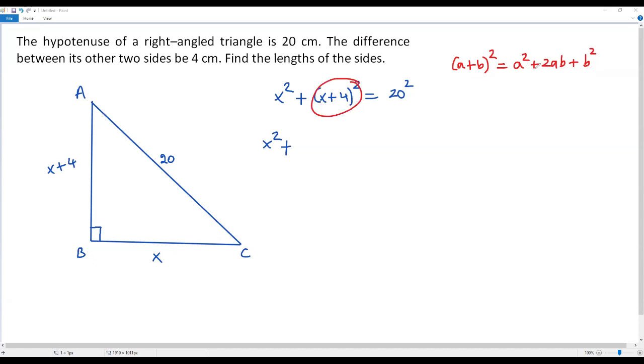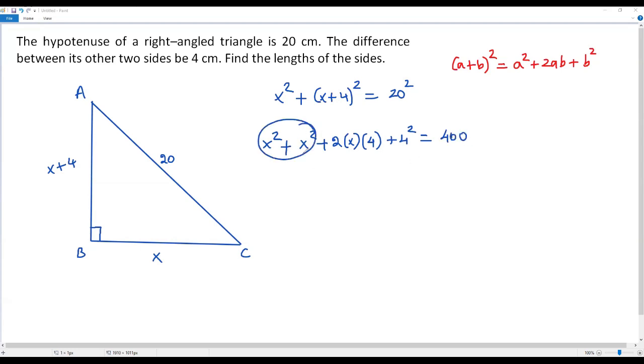Now to get the expansion, we have to use the trinomial. So in the place of a, we have to write x, and for b we have to write 4. Okay, let me plug in the values. Then I'm getting x² + 2 times x times 4 + b², and b² means it's 4². On the right side, the value of 20² is 400.